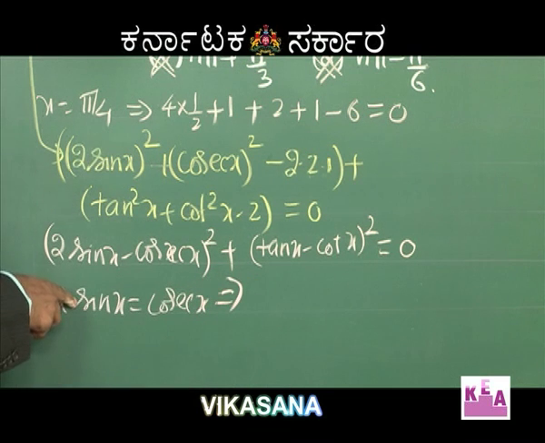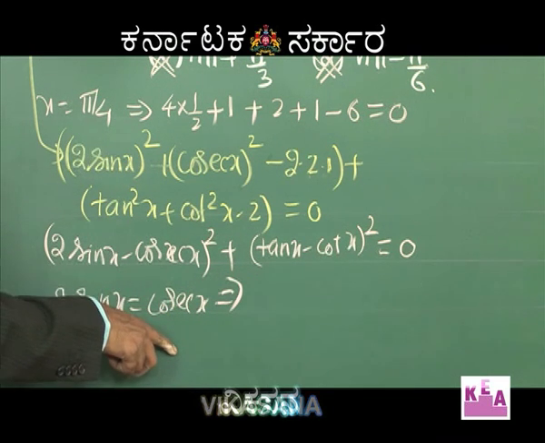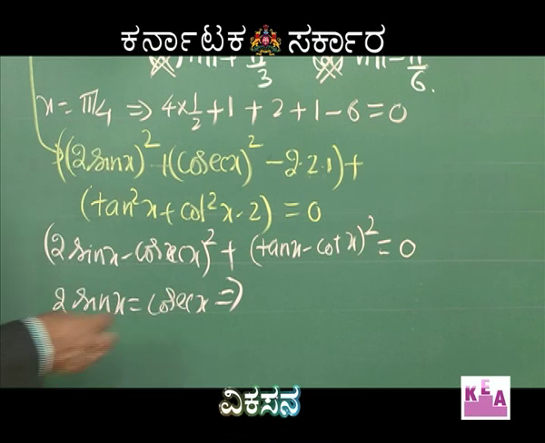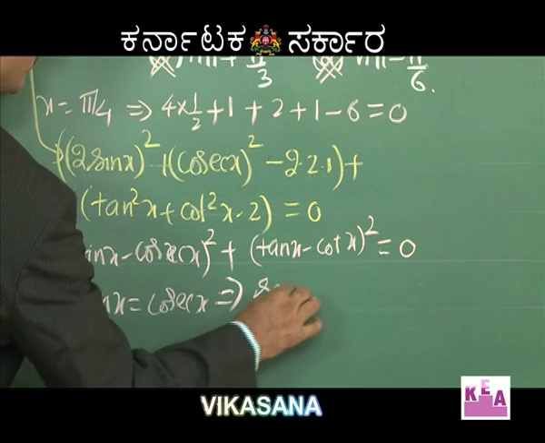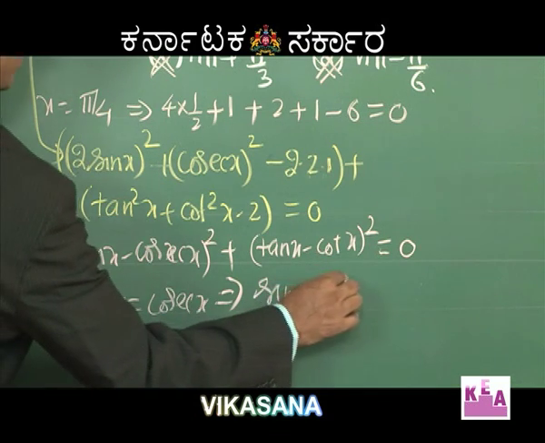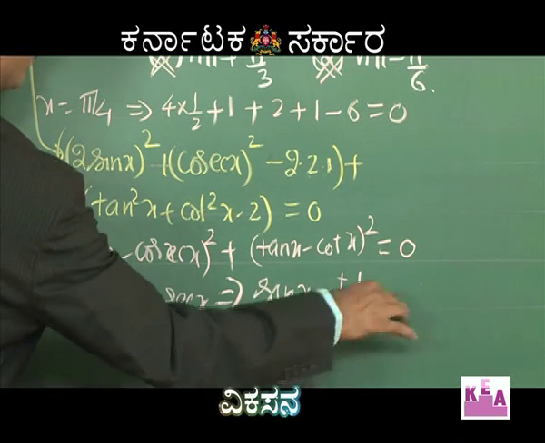This implies, write cosecant x as 1 by sin x, 2 sin square x is equal to 1, sin square x is equal to 1 by root 2. So sin square x is equal to 1 by 2, sin x is equal to plus or minus 1 by root 2.